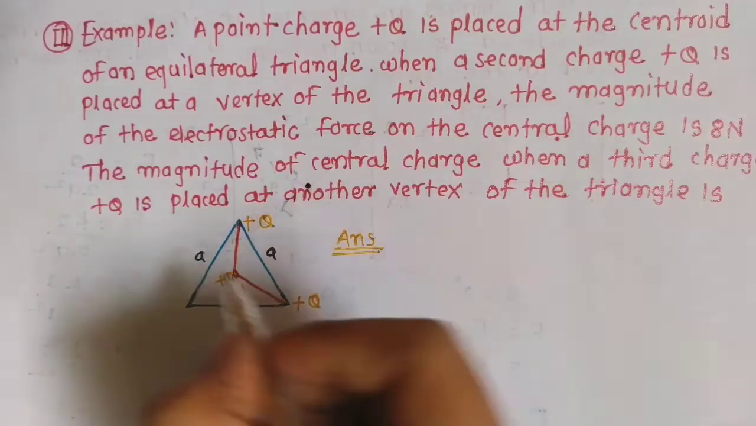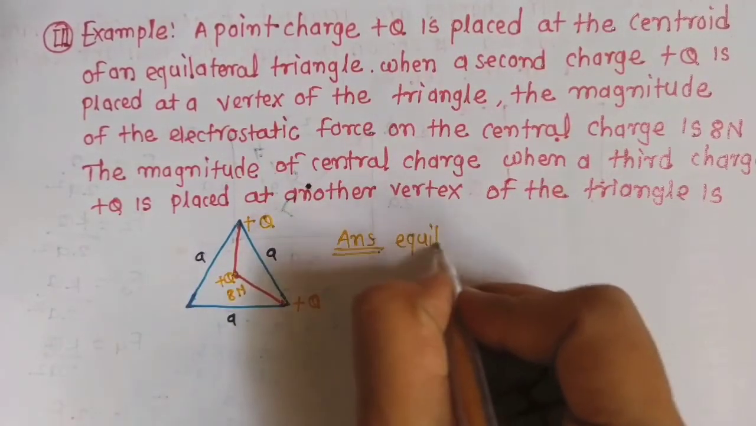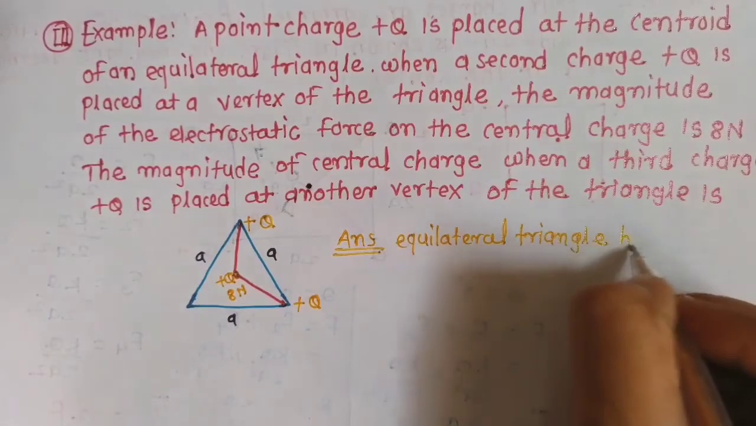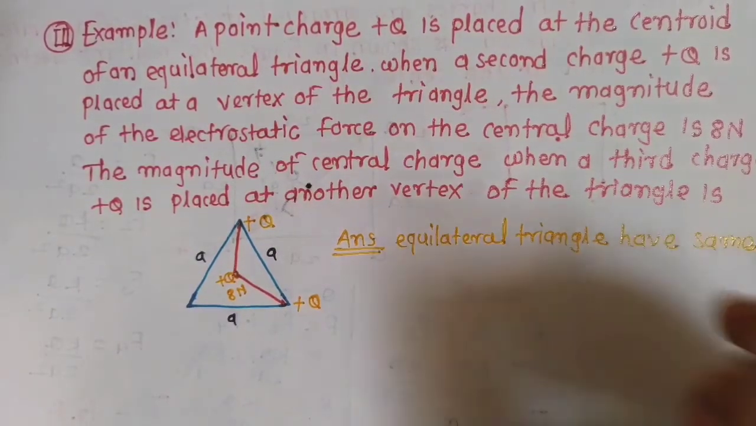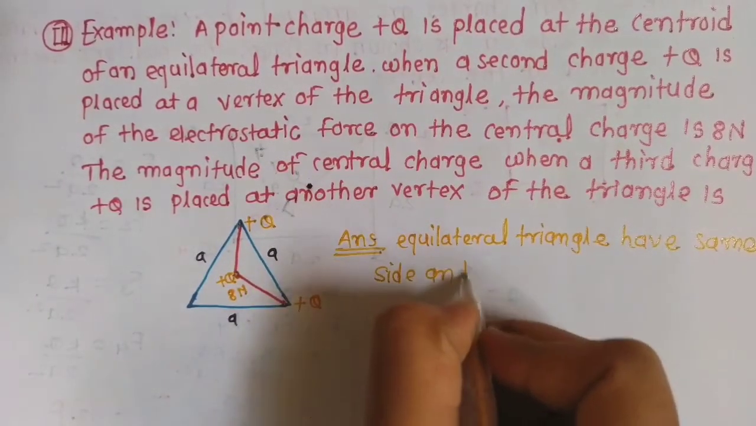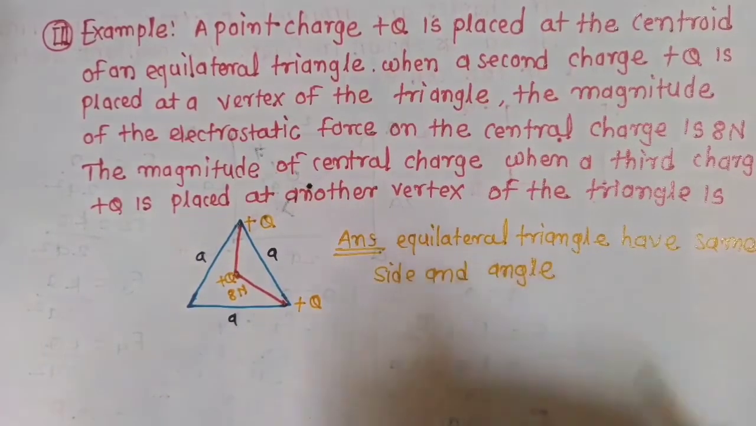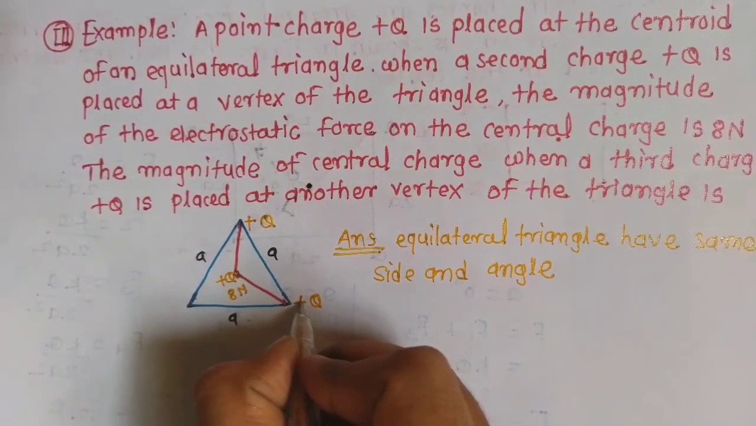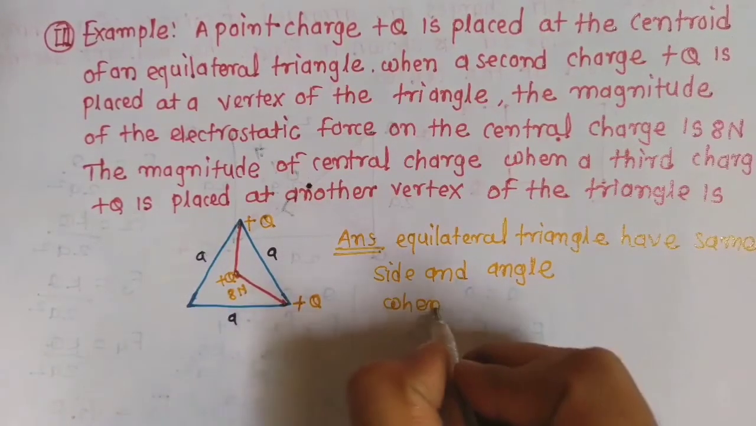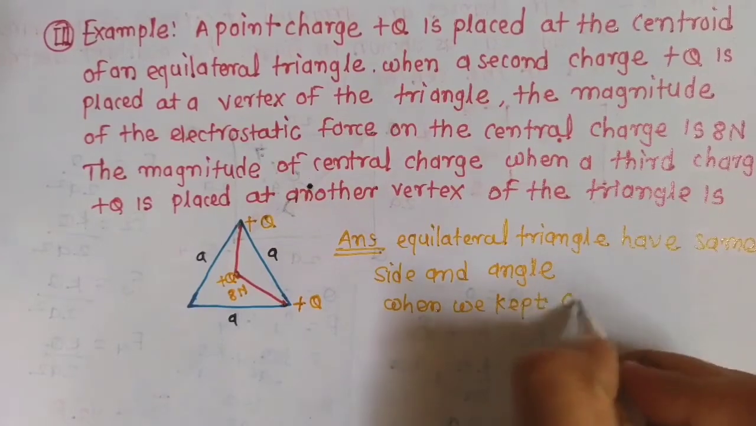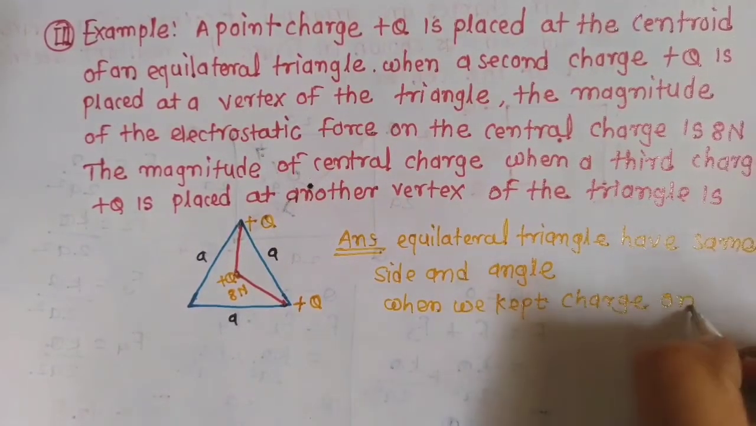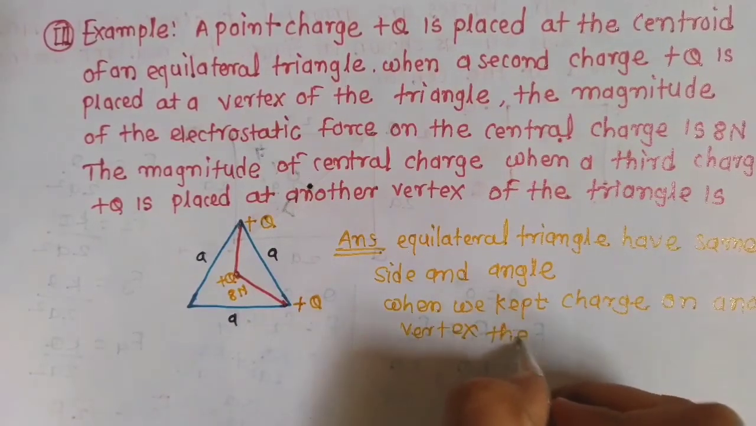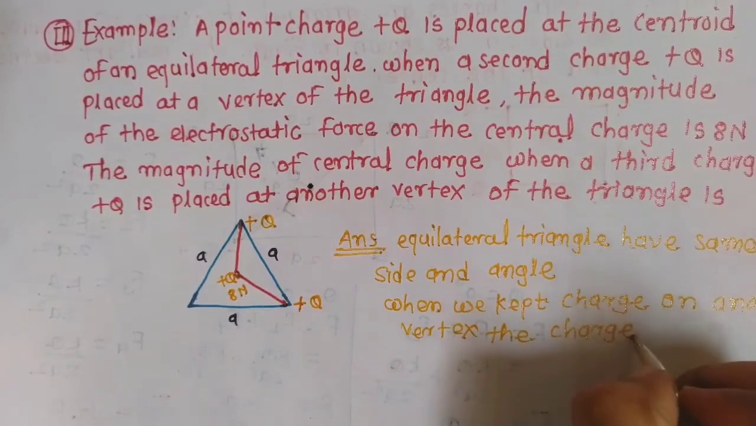the equilateral triangle has the same sides and angles. When we keep a charge on another vertex, the central charge remains same.